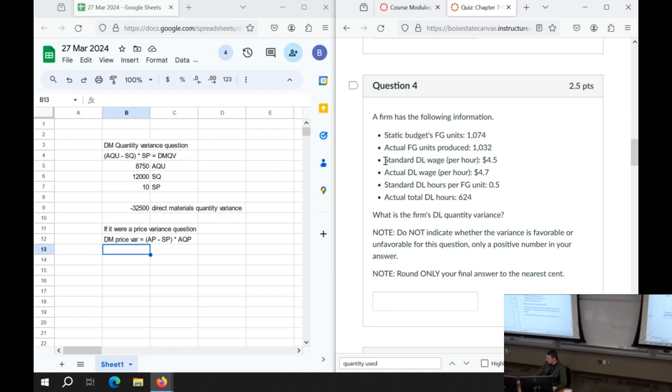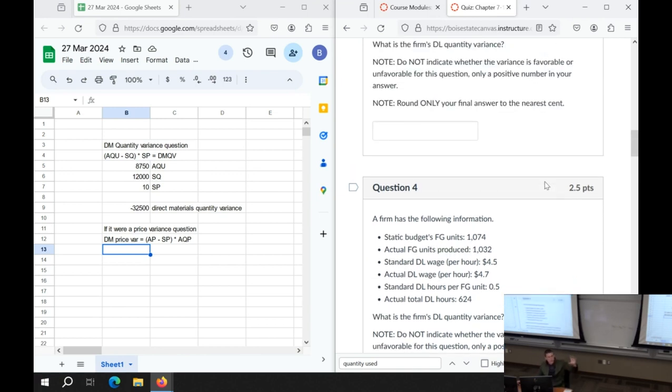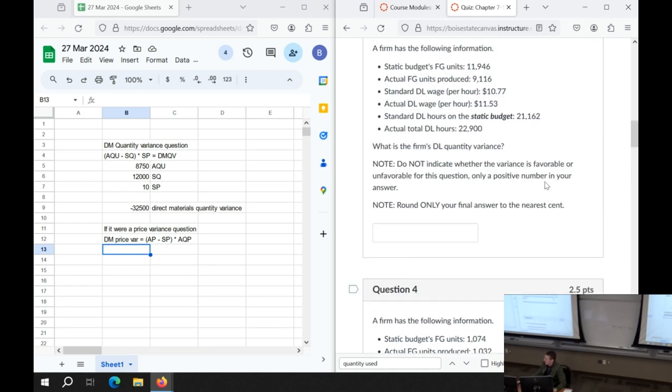What do I have? Sorry. Actual finished goods units and standard direct labor hours. No, this isn't quite it. So you're saying I'm given the static budget standard quantity, and I have to infer from that what the standard quantity per unit is, and then multiply that by actual volume to get the standard quantity at the flexible budget. Yeah, there are some questions like that.